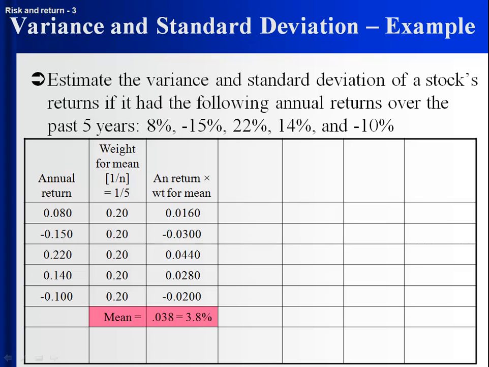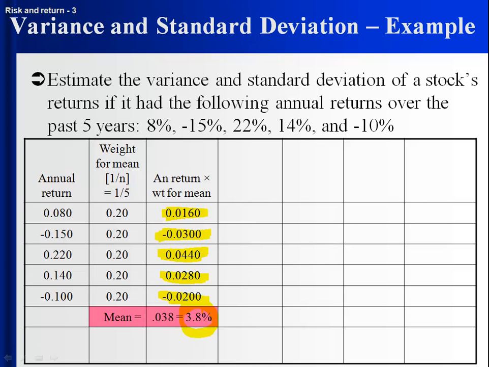And then we can get the mean simply as 0.2 times 0.08, which is 0.016, plus 0.2 times negative 0.15, which is negative 0.03. 0.2 times 0.22 is 0.044. 0.2 times 0.14 is 0.028. 0.2 times negative 0.1 is negative 0.02. Add them all up, and the mean is 3.8%. So again, all we've done is made a table where the mean, which is add them all up and divide by 5, which is the same as 1/5 times the first plus 1/5 times the second, all the way through to 1/5 times the fifth, is what we've got there.